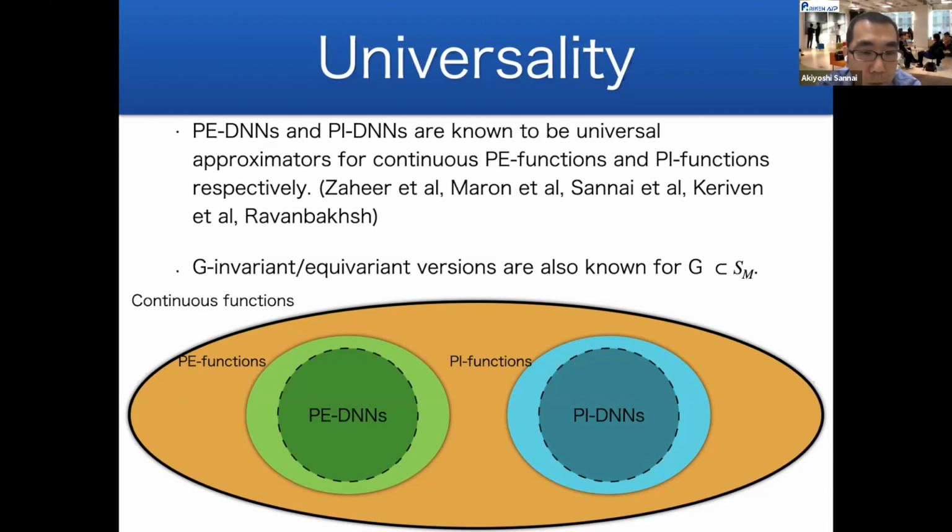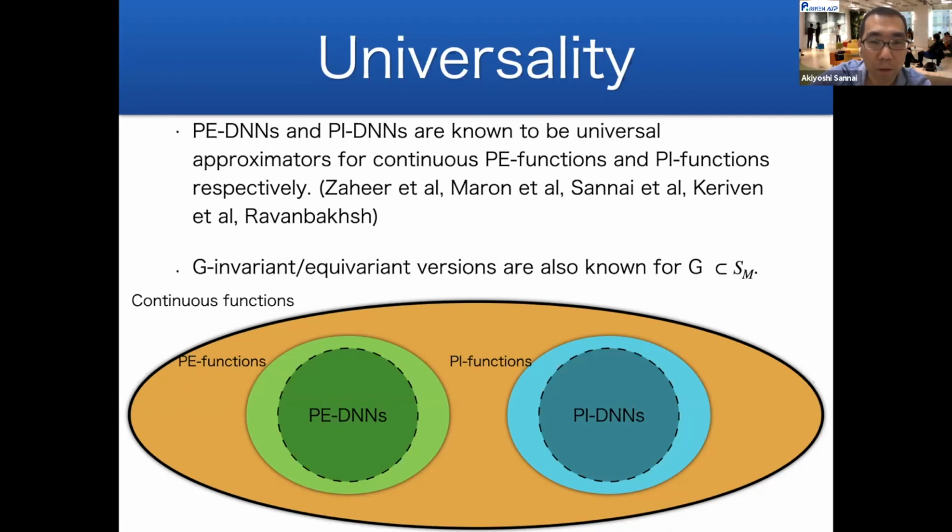The orange one is the set of continuous functions, and the green one is permutation equivariant functions. Permutation equivariant deep neural nets are included in permutation invariant functions, but this is dense in this space. So any permutation invariant or equivariant function can be approximated by permutation equivariant deep neural nets. This was done by Segol and Lipman, and for the invariant case, it was proved by Maron. And I also made some contribution to this universality property.